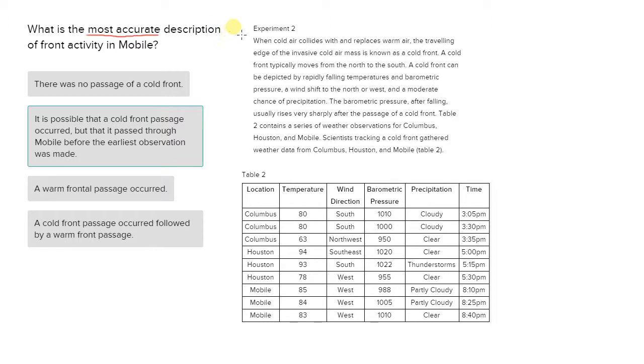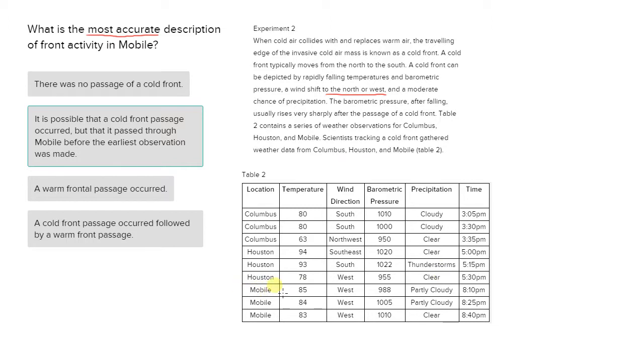So the first thing we need to figure out is what happened just looking at the data in Mobile. So we know that we're looking at cold fronts in Experiment 2, and that a cold front, based on the text, is whenever the temperature and pressure drop, and the wind direction shifts to the north or the west, and that there's a chance that there'll be an increase in precipitation.